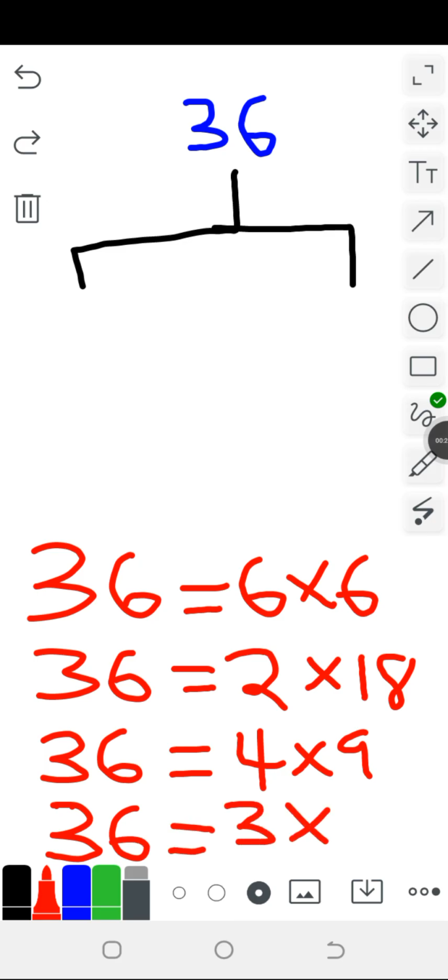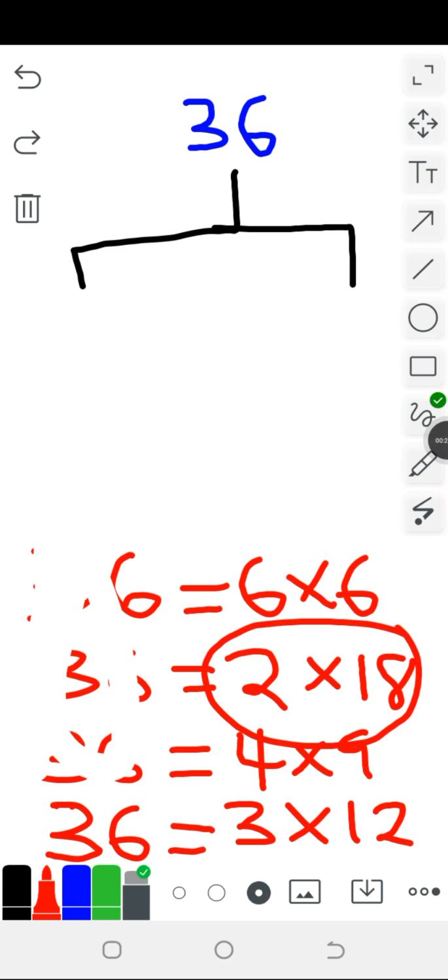Now that means that if you so desire, you can by your own will pick any numbers that you have highlighted for you that eventually result in 36. 6 times 6 is 36. 2 times 18 will give us 36. 4 times 9 will give us 36. 3 times 12 will give us 36. Now, I would go with 2 times 18.